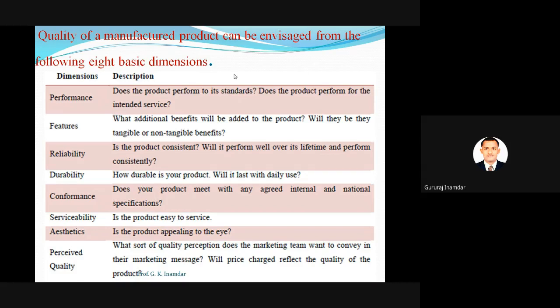Now features: what additional benefits will be added to that product? Will they be tangible or non-tangible benefits? In society the customer is always expecting extra. Is it right? Suppose you take one example of yourself. Suppose we are defending different interviews. Most of you are now trying for placement, right? So what is the company expecting?